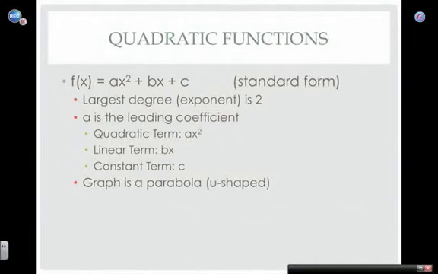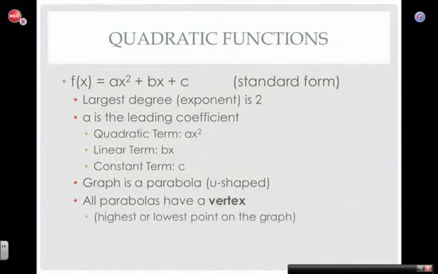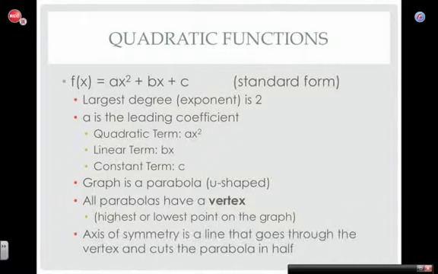And the things we know: we know the graph is a parabola. We always use the letter U to represent this type of graph. All parabolas have a vertex, every single one. You'll never find a quadratic without a vertex. And that vertex is the highest point or the lowest point on the function, depending on the a value, if a is positive or negative. And there's always an axis of symmetry that goes through the vertex and cuts the parabola in half.